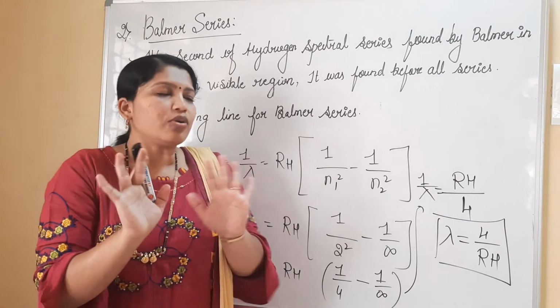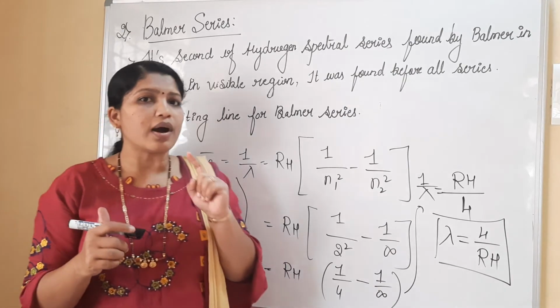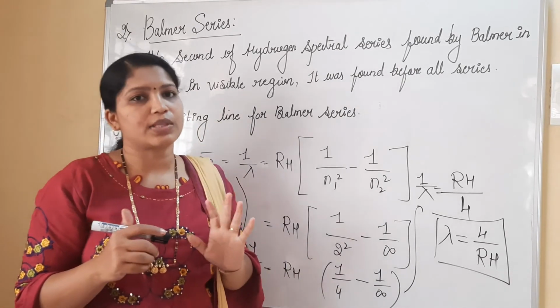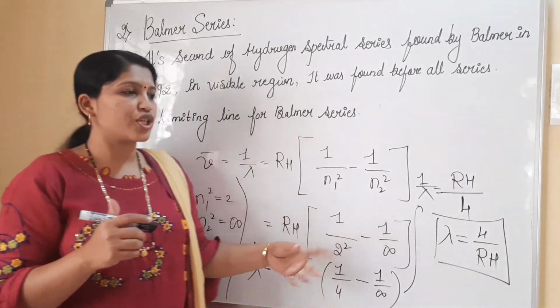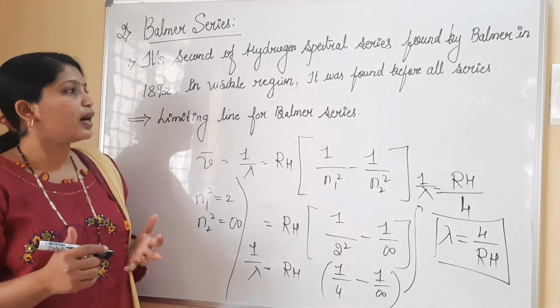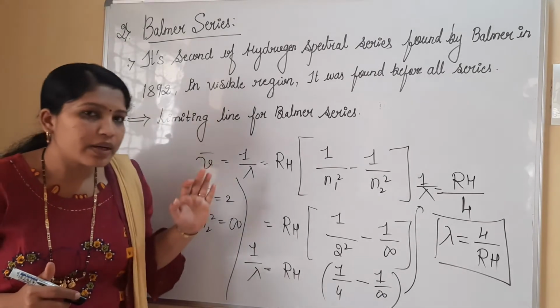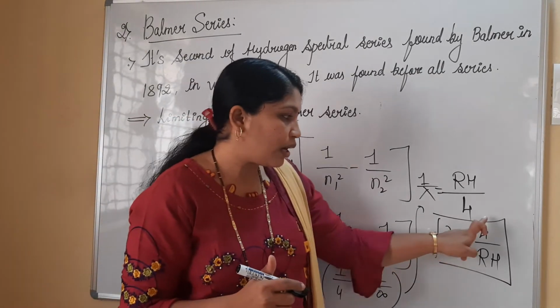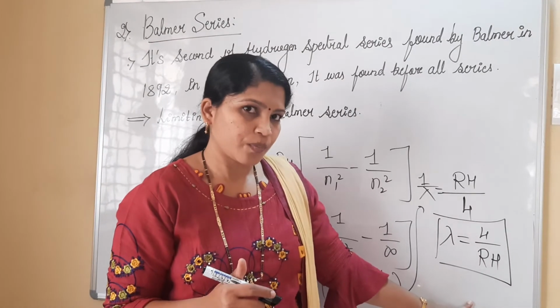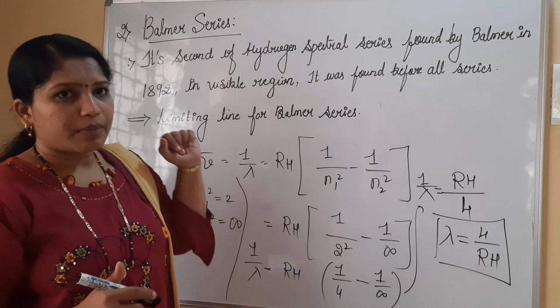You need not remember this Balmer series, particularly limiting lines. Those who are attending competitive exams like JEE and NEET, definitely questions will be asked with these formulas. You're supposed to have the idea regarding limiting lines. For particularly limiting line for Balmer series, we will be having lambda value 4 by RH. Okay, so this is the limiting line we can write for Balmer series.